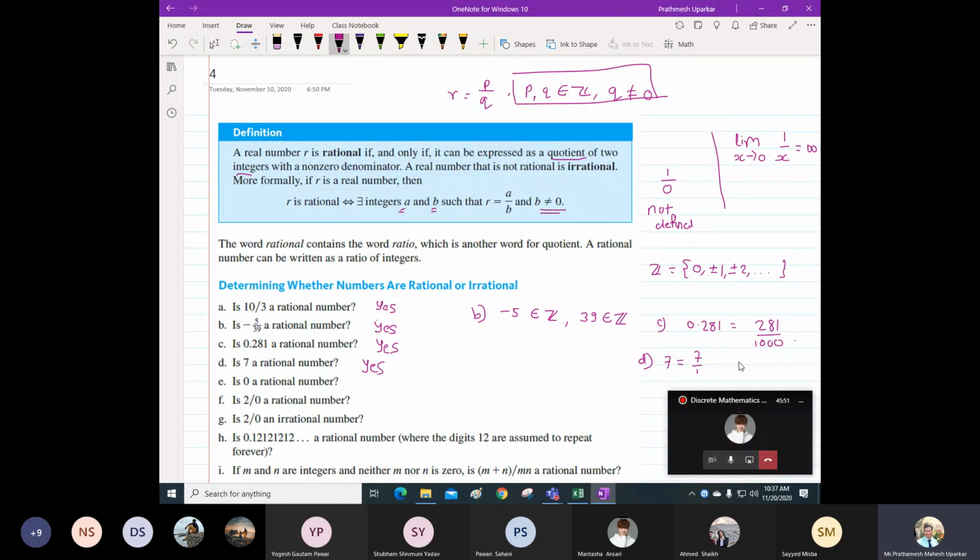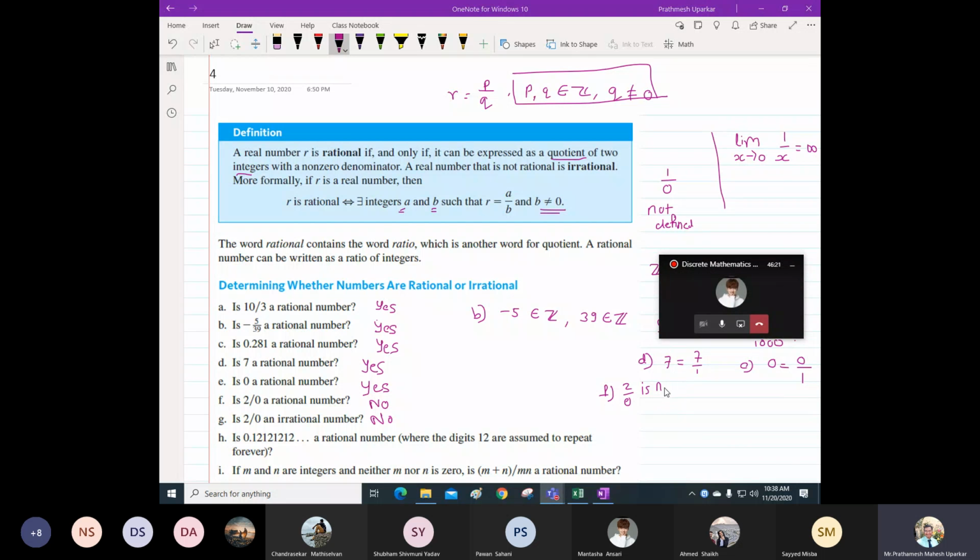What about 0? Again the same, 0 can be written as 0 upon 1. So it is always a rational number. Is 2 by 0 a rational number? No. Is 2 by 0 an irrational number? No. Why? What is the reason? 2 by 0 is not defined. So we write the reason as 2 by 0 is not defined.